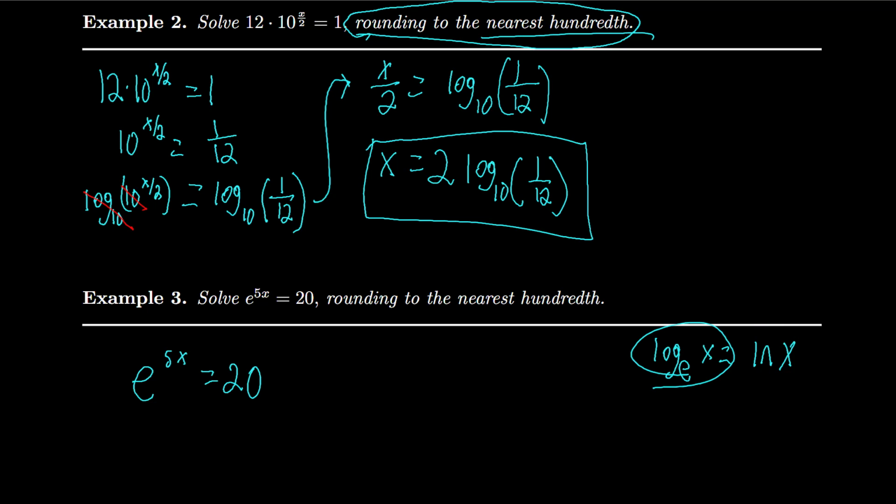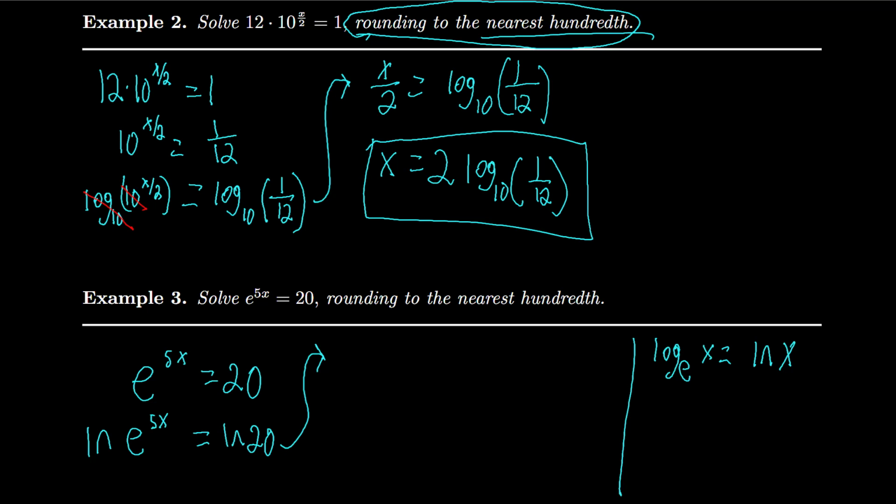This will make me angry. This will make me very happy. Angry, happy. So let's do the happy thing. We're going to take the natural log of both sides. So the natural log of e to the 5x equals the natural log of 20.